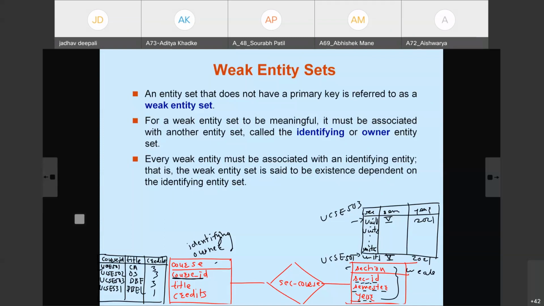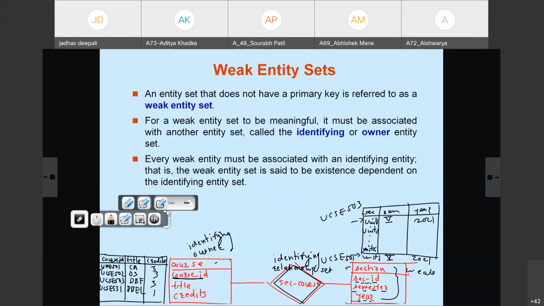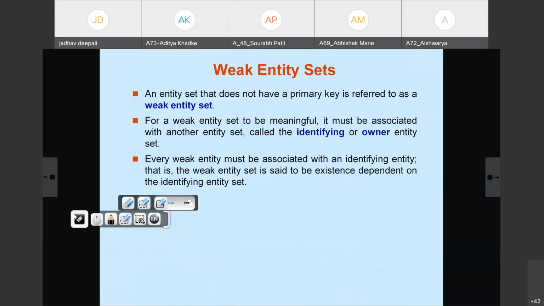And the relation between these two is known as the identifying relationship set. The relationship between a strong entity set and the weak entity set is known as the identifying relationship set, and it is represented in the ER diagram with a double diamond. That is the last component of the ER diagram, the double diamond, to represent the identifying relationship set.